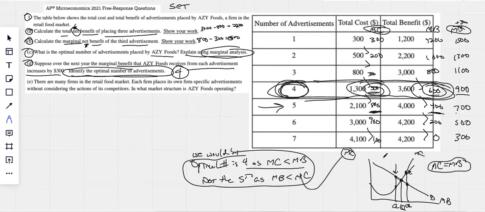Somehow we got a little extra benefit. Or maybe we would think of it as this. Our marginal benefit curve increased.